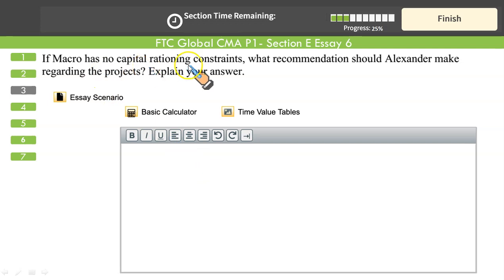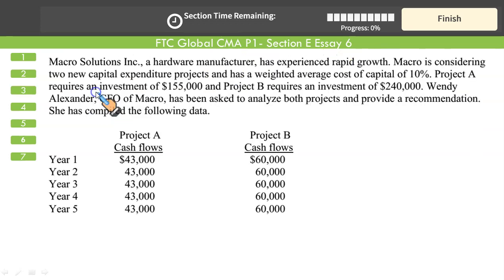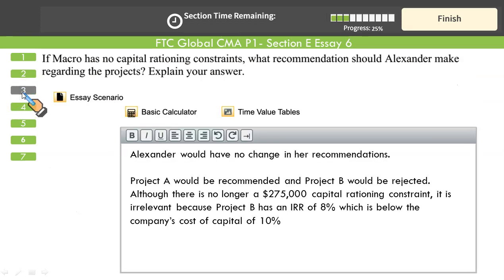If Macro has no capital rationing constraint, if you have sufficient money, what recommendation should Alexander make? Even if you have sufficient money, project B has a lower IRR, 8%, lower than the cost of capital. We should never invest in project B, even if we have sufficient cash. So the result is that Alexander would have no change in her recommendation.